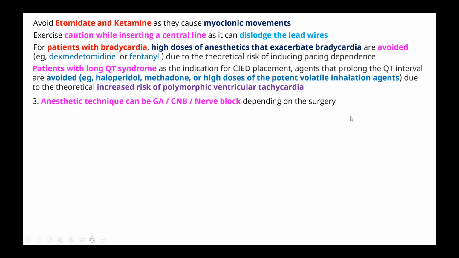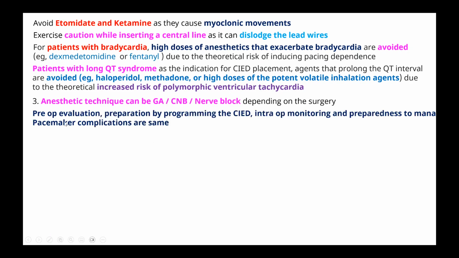For example, any upper limb surgery, you can manage with a supraclavicular or interscalene block. Lower part of the abdomen and lower limb, you can manage with a central neuraxial blockade. Proper pre-op evaluation, preparation by programming the CIED, proper monitoring, preparedness to manage pacemaker complications. These are the standard answers you should give for any type of anesthesia, whether it is GA, CNB or nerve block.